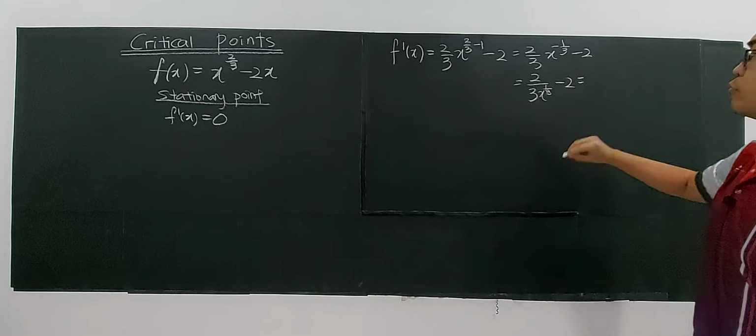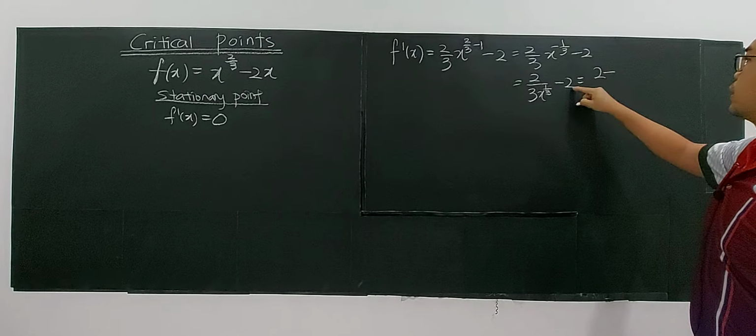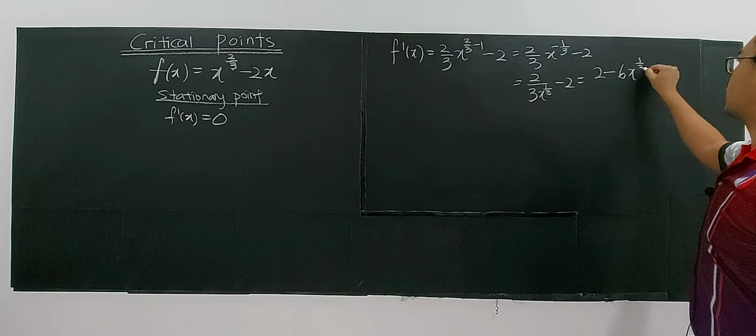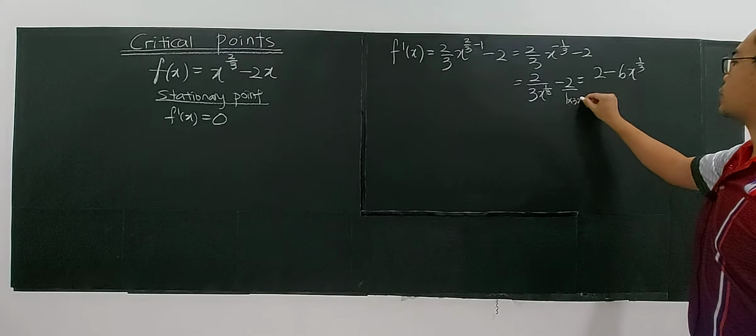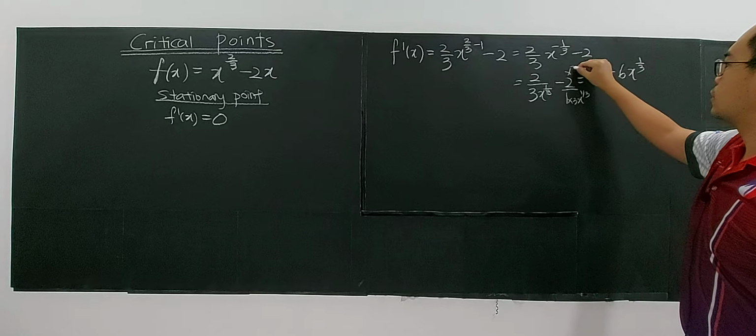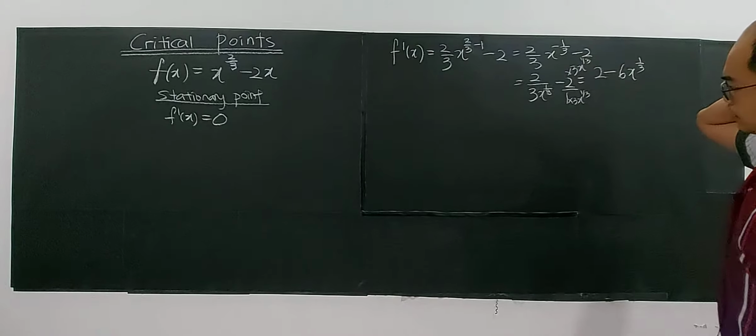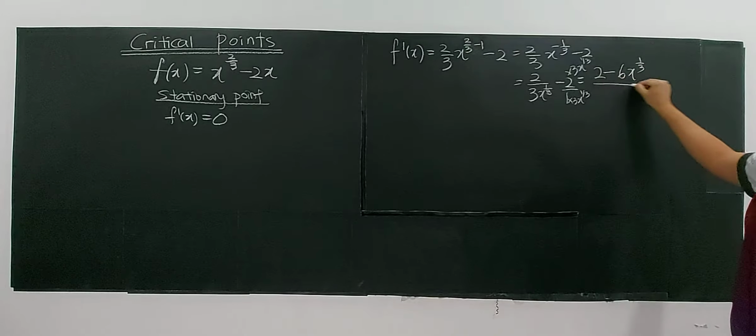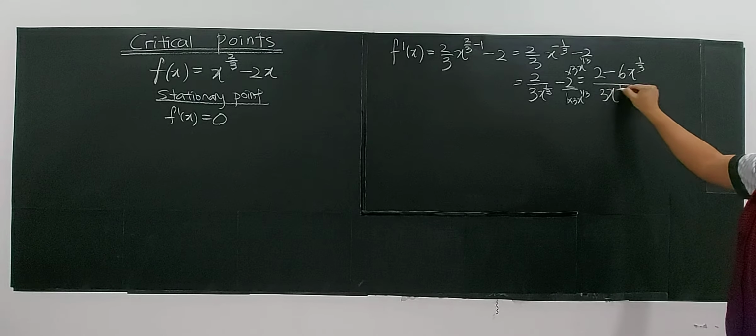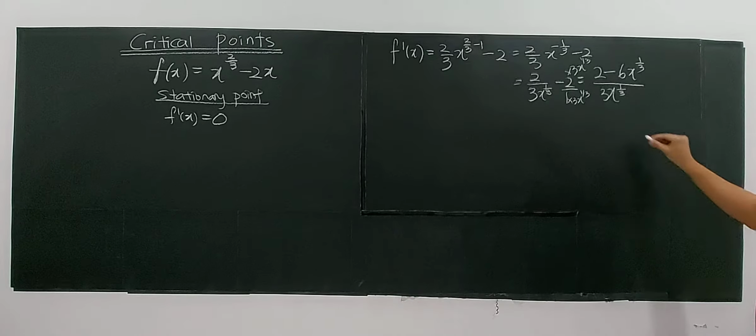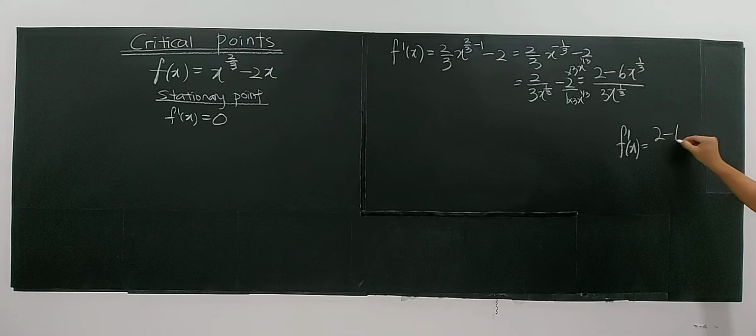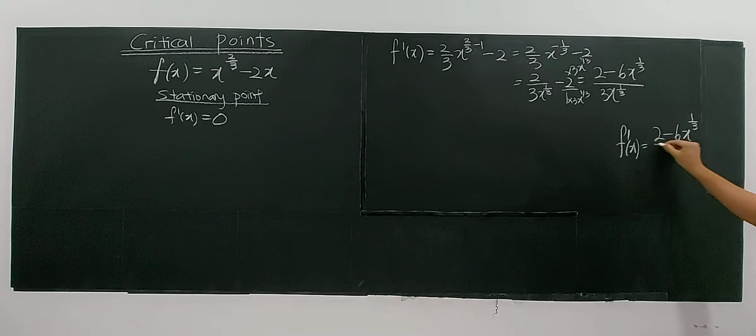So I make this into one fraction, multiplying by 3x to the power 1/3, so it will be 2 minus 6x to the power 1/3, divided by 3x to the power 1/3. Simple. I have already found my f prime x, which is in the form of 2 minus 6x to the power 1/3 divided by 3x to the power 1/3.